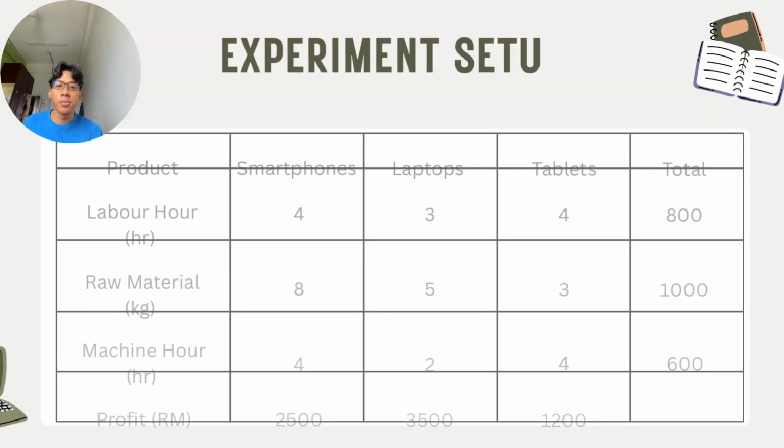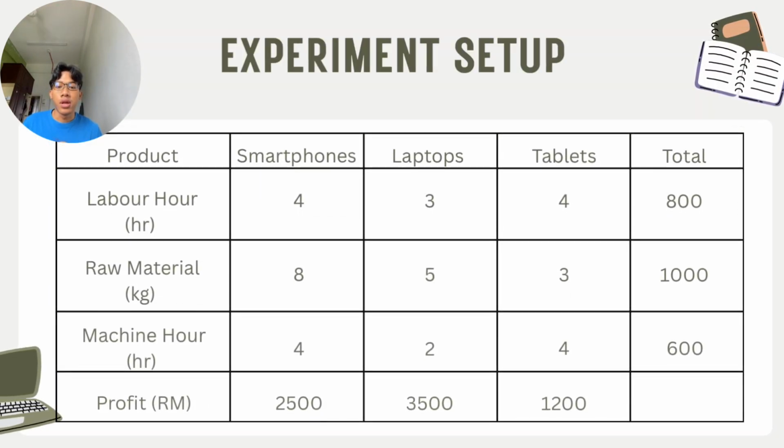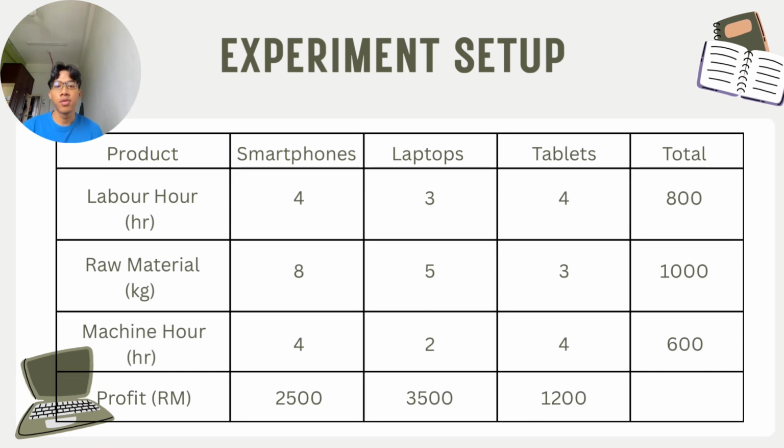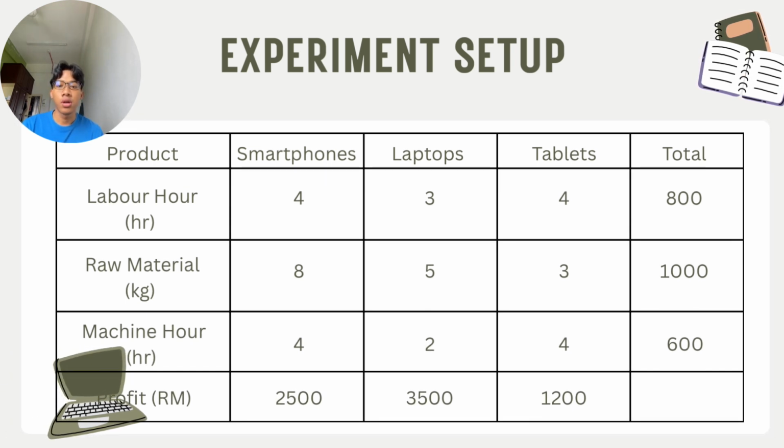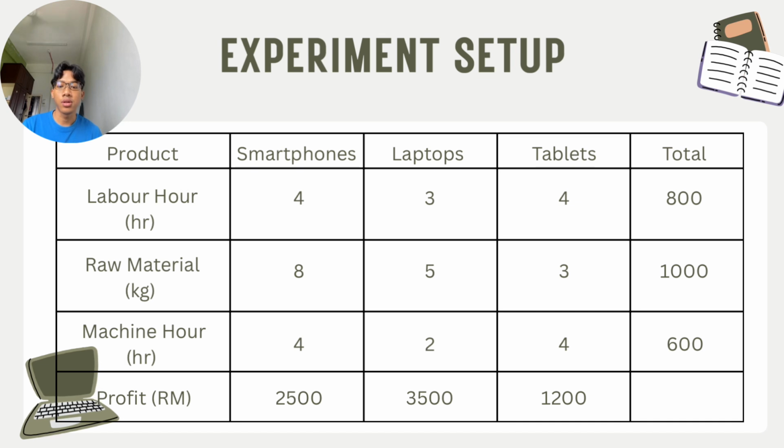So for the experiment setup, we extract all the information given from the question, which is the products: smartphones, laptops and tablets. The constraints are labor hours, raw material, machine hours, and the profit we want to maximize.